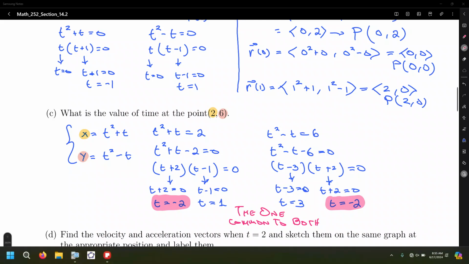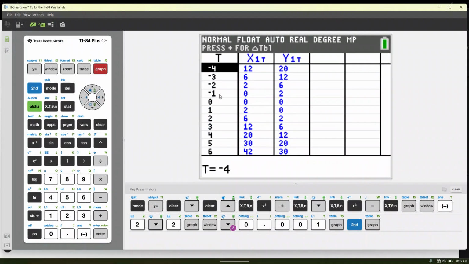And again, go to the graphing calculator, that's a -2. So if you keep making a larger table of values, that's not going to give us another value of t at which the particle is at the point 2, 6. Okay? All right. Let me go back to the note.